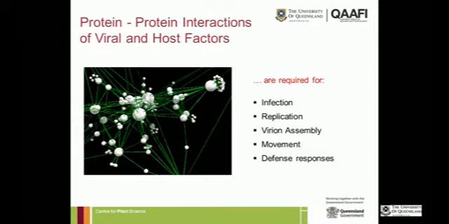Now I want to change tack a little bit and talk about protein-protein interactions and their importance. So when you're thinking of it, viral proteins need to interact in order to form virus particles so that they can move and be transmitted. But they're also required for the infection itself, for replication, for, as I mentioned, the virion assembly, for movement, and also there are interactions for defense responses. So there are interactions amongst the viral proteins and between the viral proteins and the host proteins.